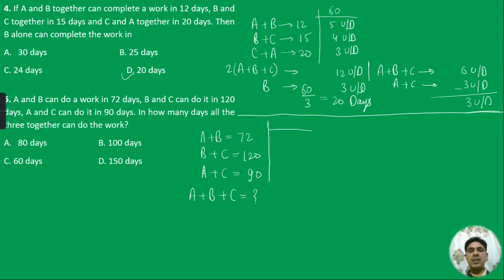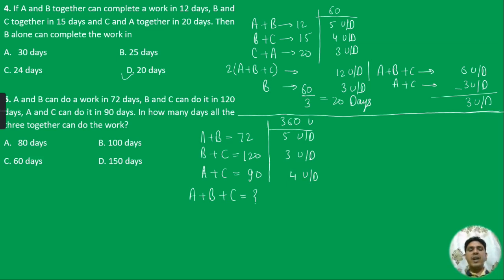And if we check for the LCM, what will be the LCM? The LCM would be 360, because 360 is the number that is divisible by all of 72, 120 and 90. If we divide 360 by 72, we will get 5 units per day. 360 divided by 120 is 3 units per day. And 360 divided by 90, that is A plus C, we will get 4 units per day.